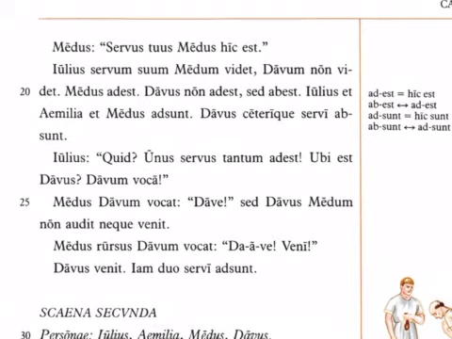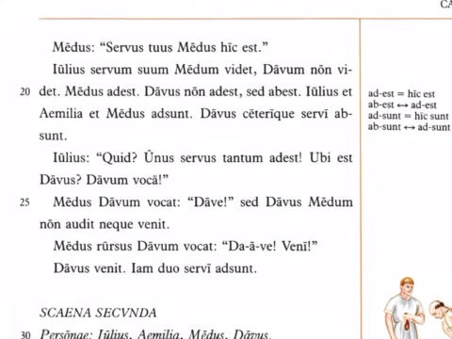We'll see. Medus then says, Servus tuus Medus hic est, your slave Medus is here. So it kind of implies, I'm a dutiful slave. I'm right here where I'm supposed to be. Must be some slave that's not here, right? Julius servum suum Medum videt. Julius sees his slave Medus.